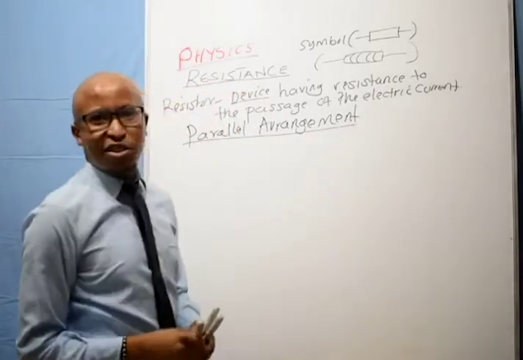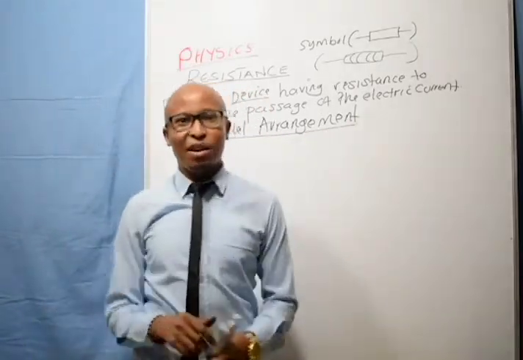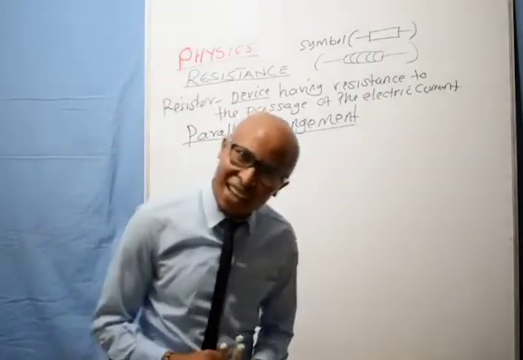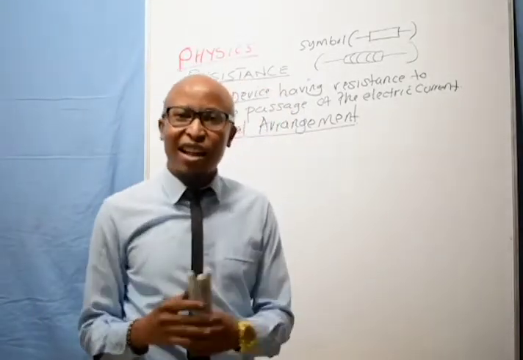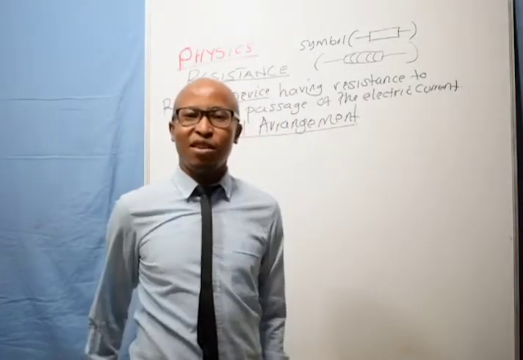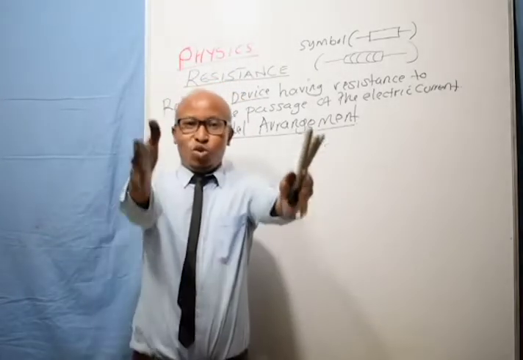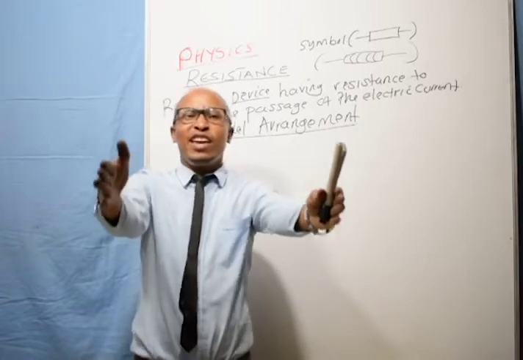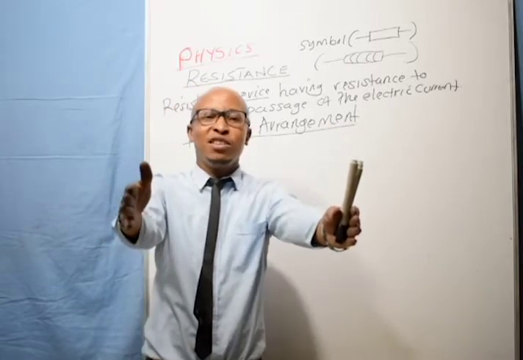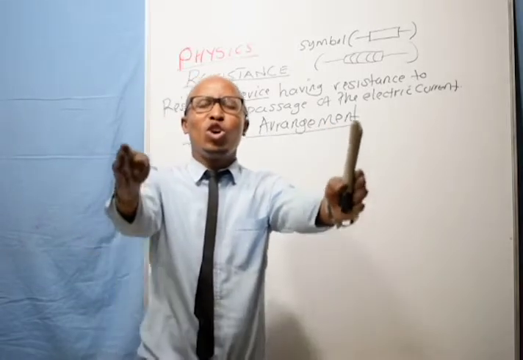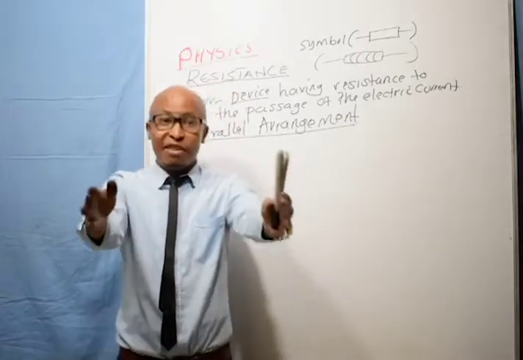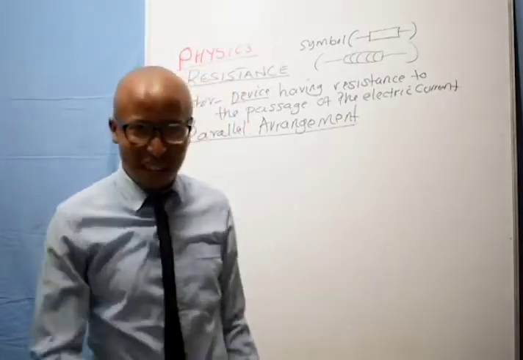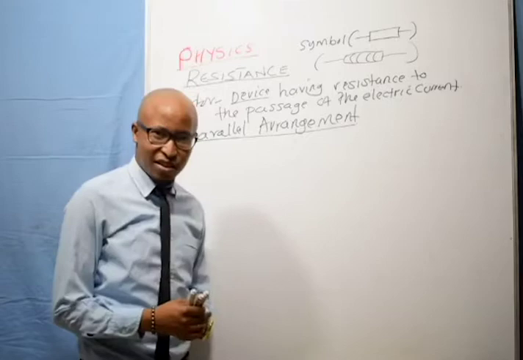Maybe you have ever had a maths teacher saying, parallel lines are lines that will never meet. For example, if these two hands are in parallel arrangement, if anything happens, they will never meet. They will just go. So I hope you understand the term parallel arrangement.